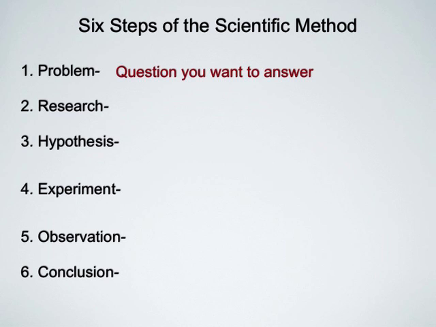That's the first step. After they have a question that they're looking to answer, second, they do some research, some background information. Find some information about that topic that they're going to be studying so that they can make an intelligent hypothesis and set up an experiment properly.